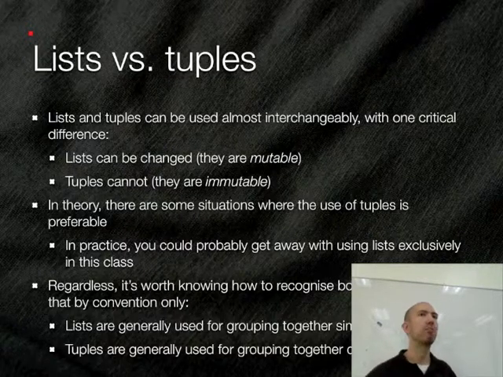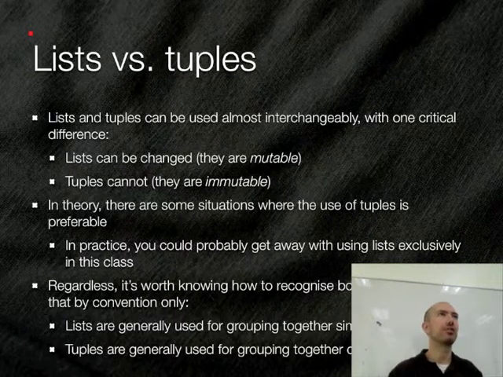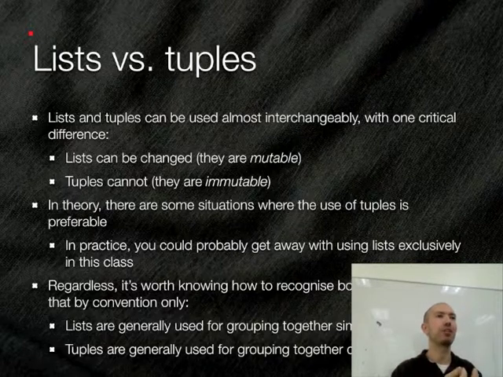The difference would be a tuple might be if you wanted to have a data structure that represents several pieces of information about a person, right?